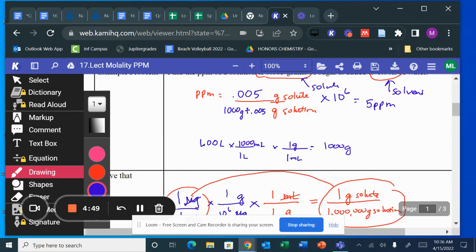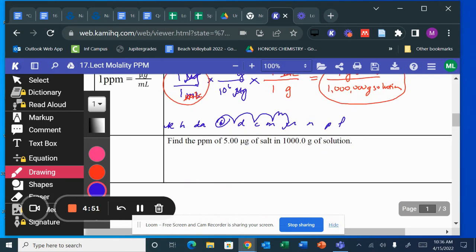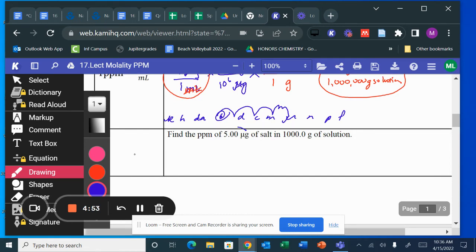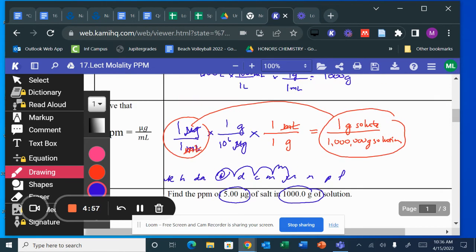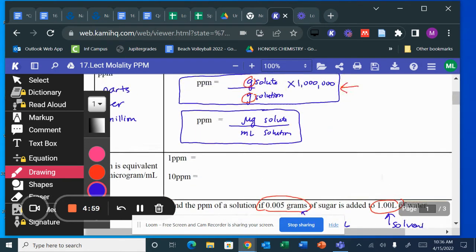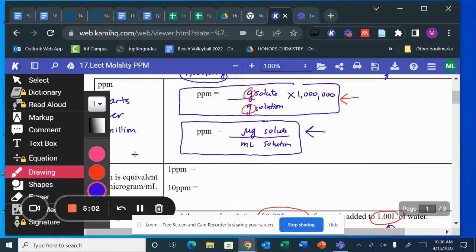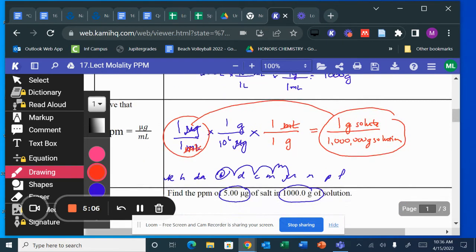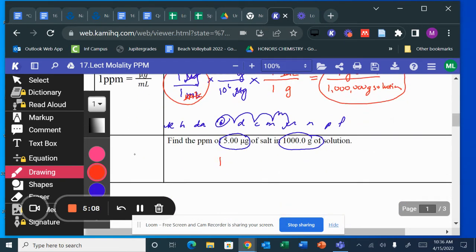Okay, the next one is this problem. It says find the ppm for 5 micrograms in 1,000 grams. So I look at my formula here, and I think I will use the second equation now because I have it in micrograms, so it's really simple. So the formula, write the formula first, micrograms per milliliter.